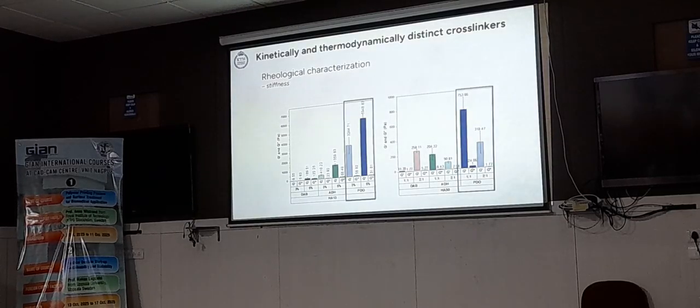So this was our first proof that we could vary the mechanical properties by just changing the cross-linker and taking advantage of this equilibrium between reactant and cross-linked product.